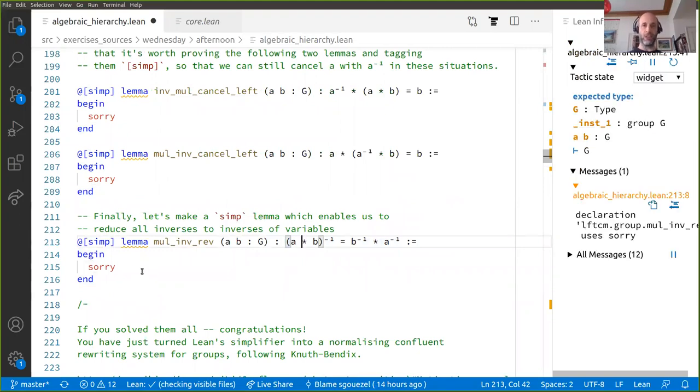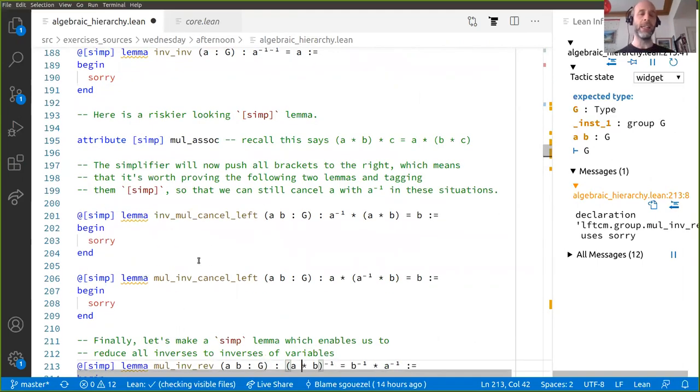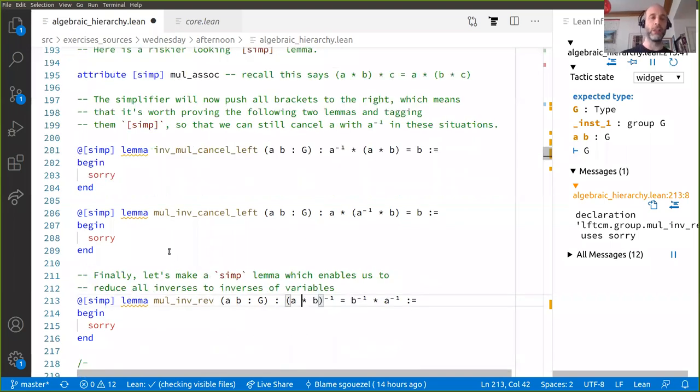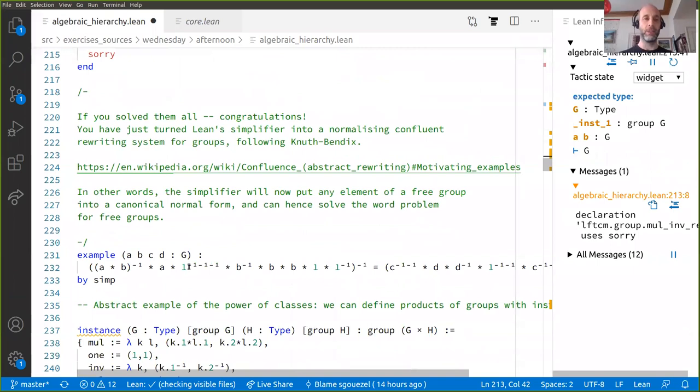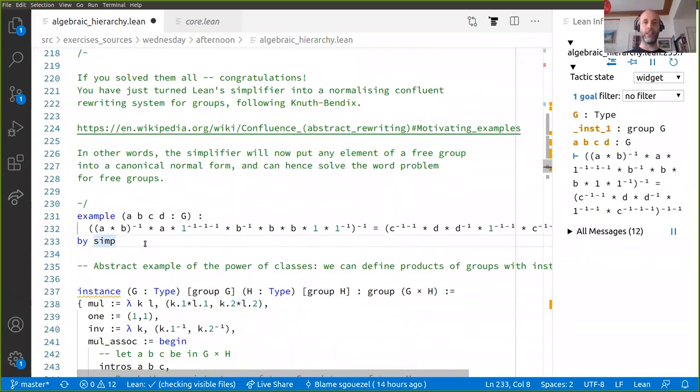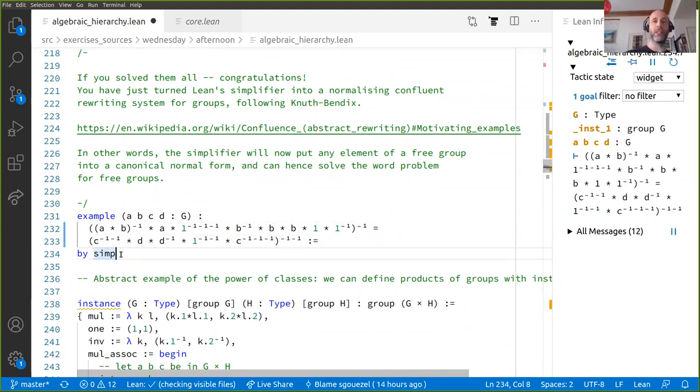This is a slight challenge to prove from the axioms, but once you've taught it these things, Knuth and Bendix proved that these lemmas that we have here are precisely what you need to make the simplifier become a normalized rewriting system. You can read about confluent rewriting systems if you like, but as you can see here, we've got our silly pathological example again, and the simplifier has solved this for us.